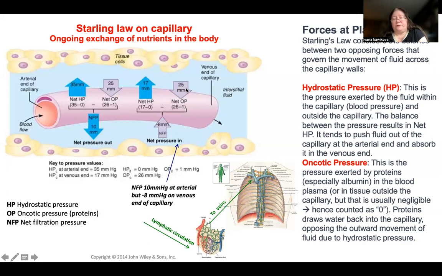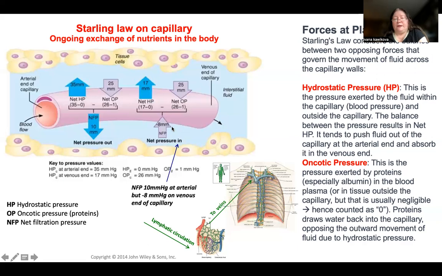So the force is changed, and now we have 17 minus 25. So this resulted in the force of negative 8 millimeter net filtration pressure. In other words, absorption of the fluid. So here we have filtration, and then as the forces change, we have absorption. And this is an ongoing process that is happening around the cells, around the whole body, and it's happening all the time.